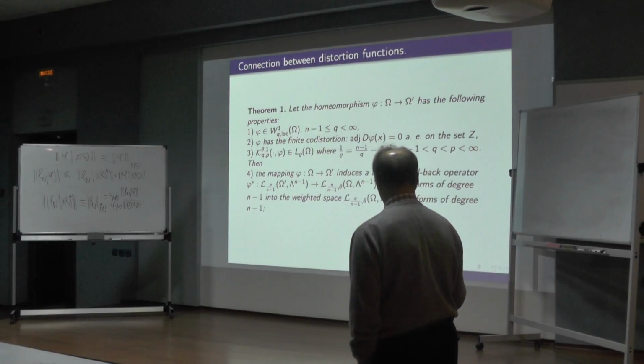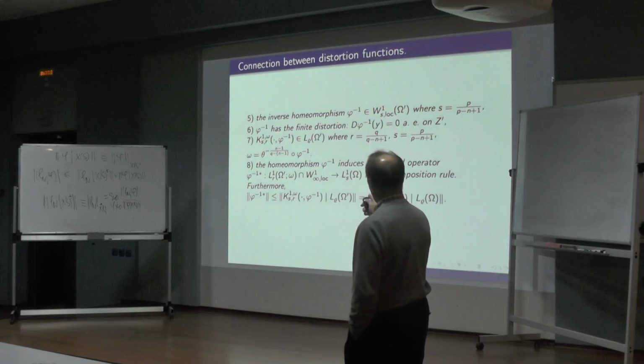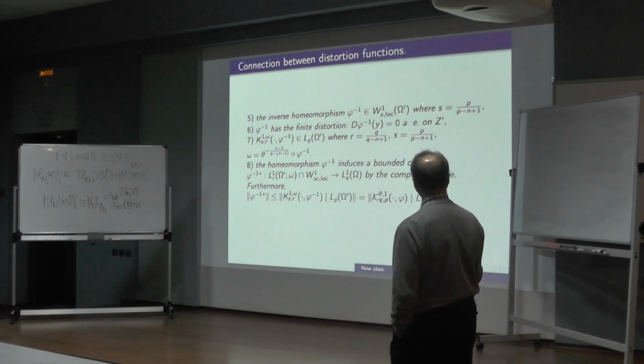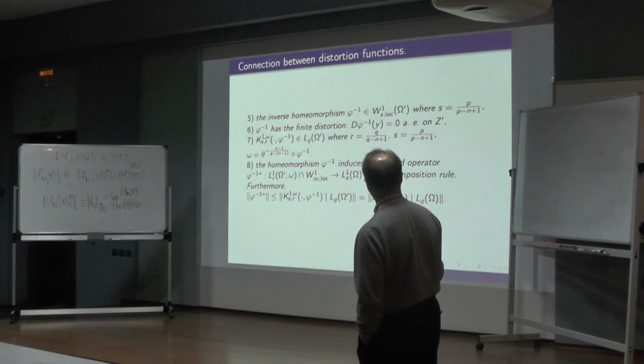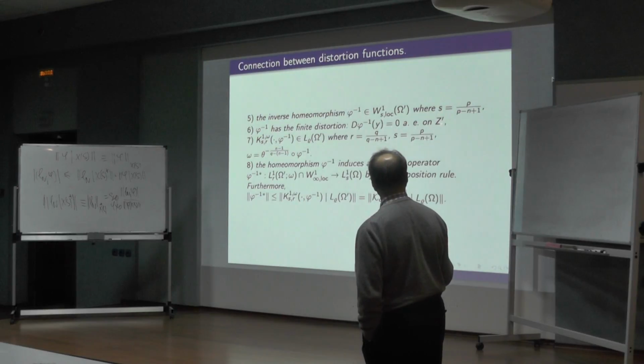Well, then this is the next property. The inverse homomorphism belongs to this Sobolev space. The connection between S and P is given by this equality. Then the inverse homomorphism has finite distortion. It means that all partial derivatives vanish on the set zeta prime.